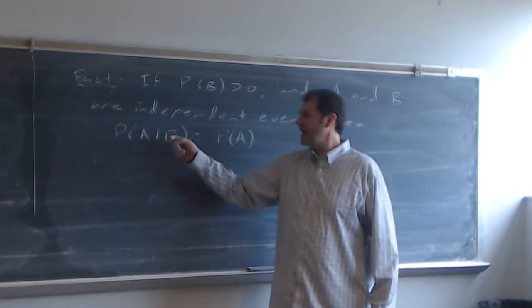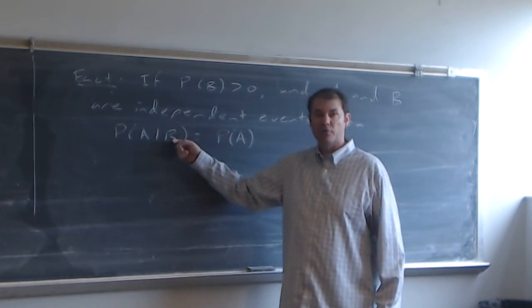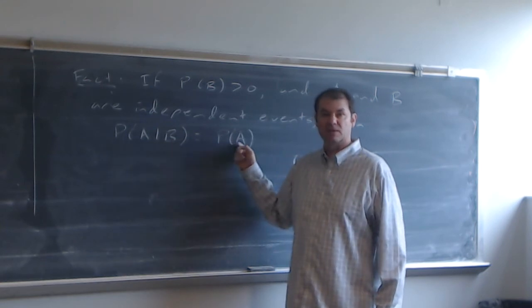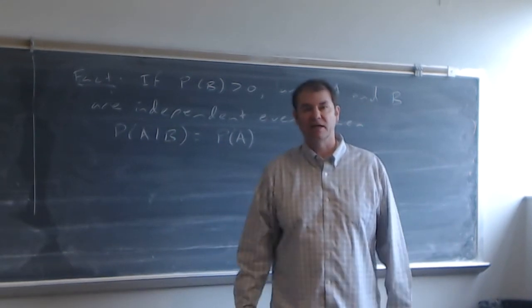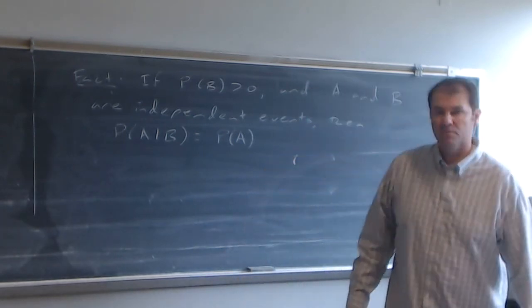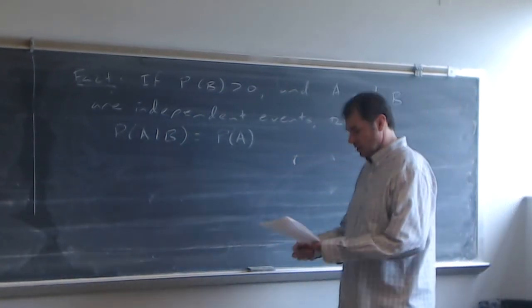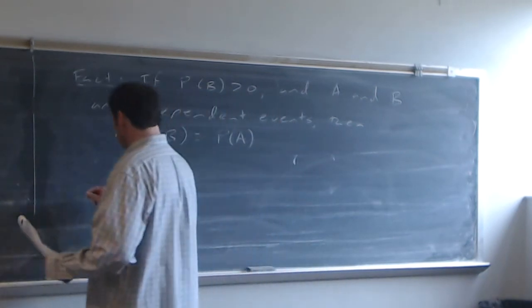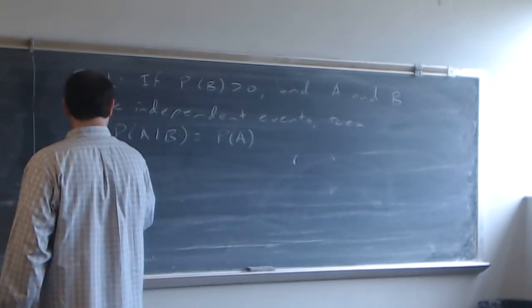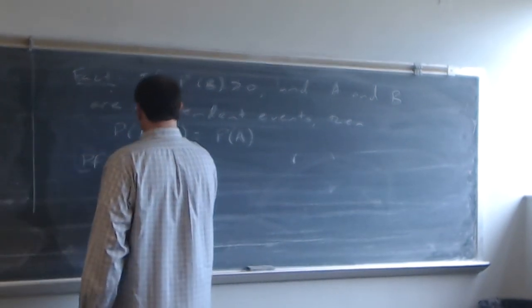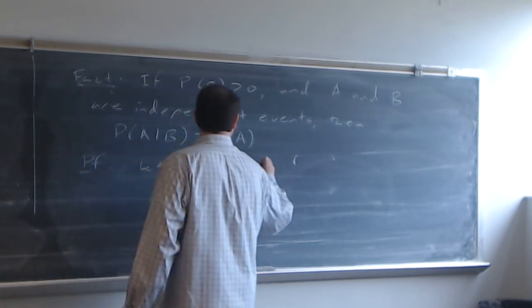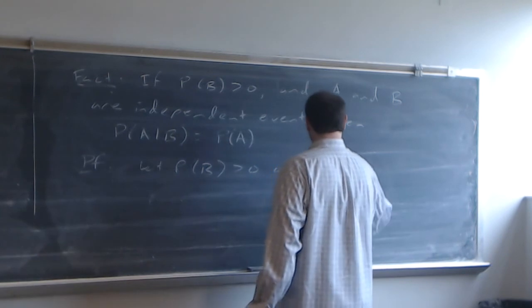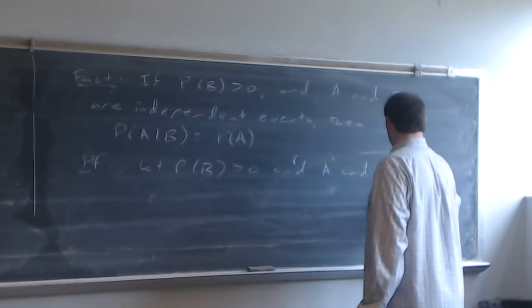So the probability that A happened, given that you know that B happened, is just the probability that A happened. The fact that B happened didn't influence the chance that A would occur. Okay? So let's do a proof of that. So here, we're going to let the probability of B be greater than 0, and A and B be independent events.